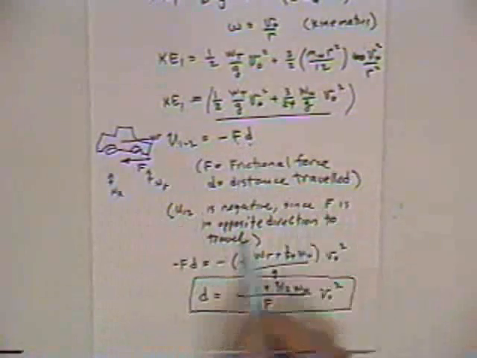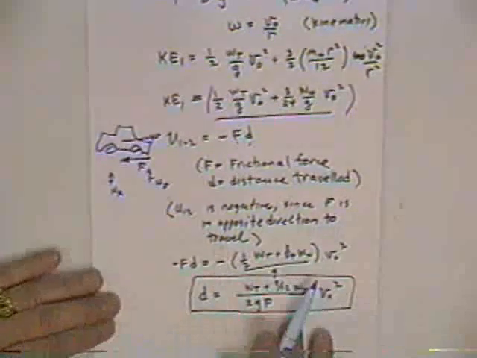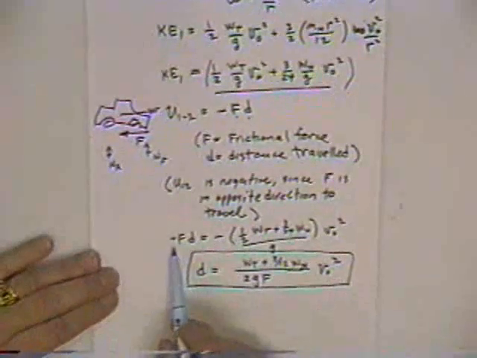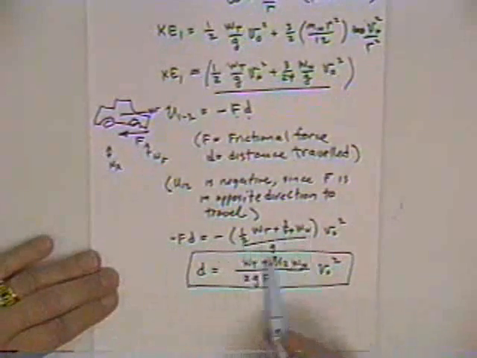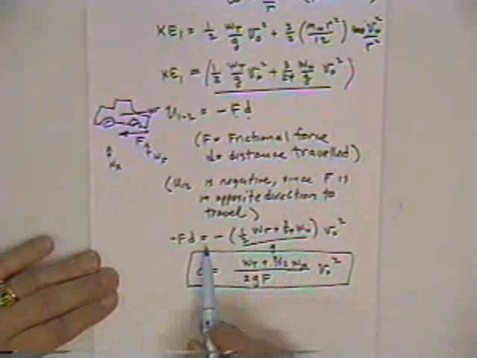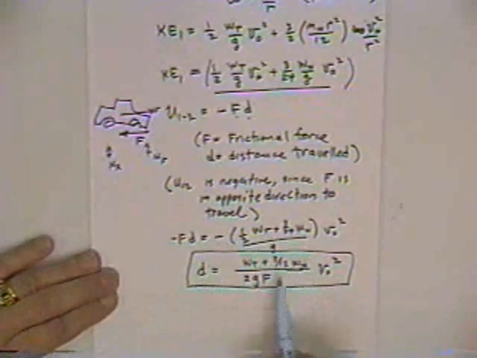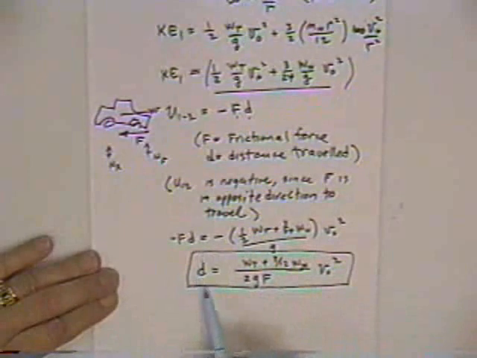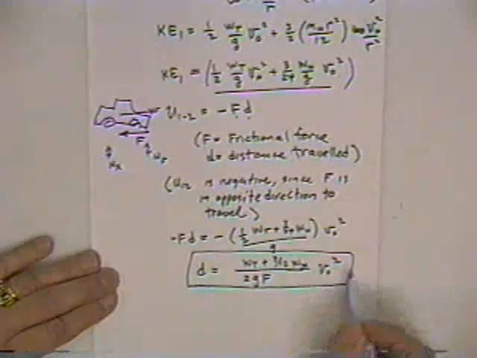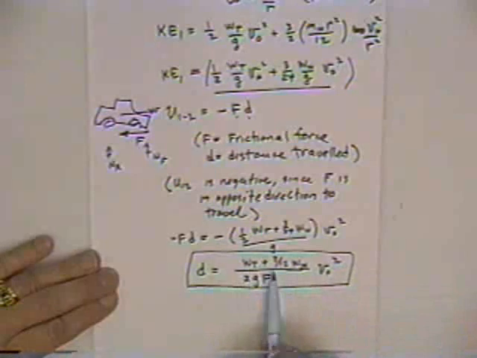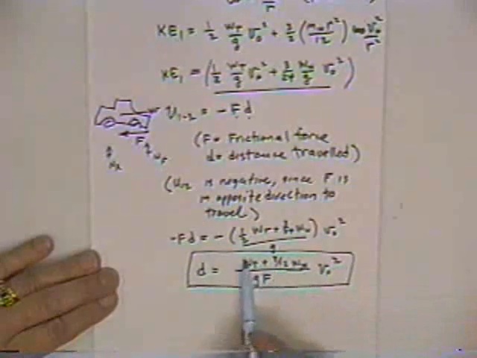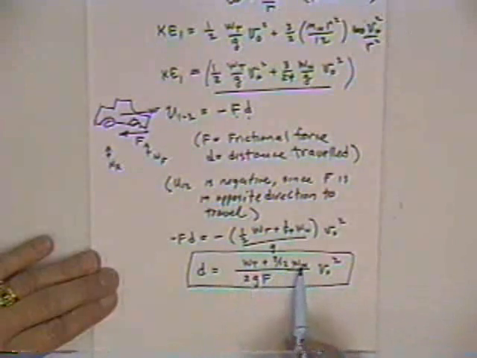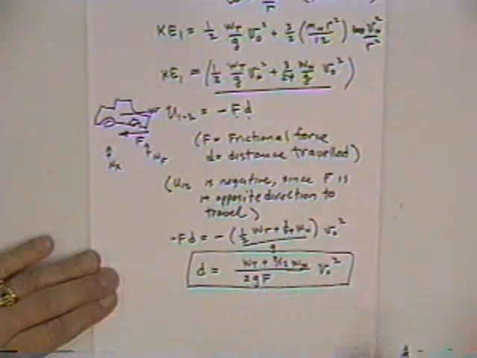And I pointed out that U12 is F, is negative, and minus F times D, the work done between 1 and 2, is minus the kinetic energy at time 1, with KE2 being 0. And from that, we find distance D. It comes out to be a positive distance. It's going to have units of length. WT plus 3/12 WW, WT being the weight of the car plus 3 wheels, WW being the weight of each wheel, over 2GF, F being the friction, V0 squared.